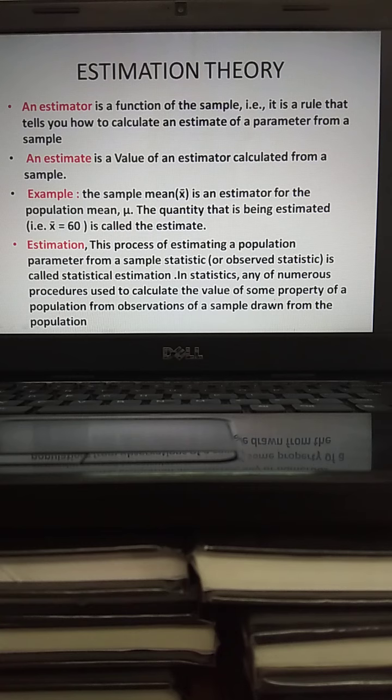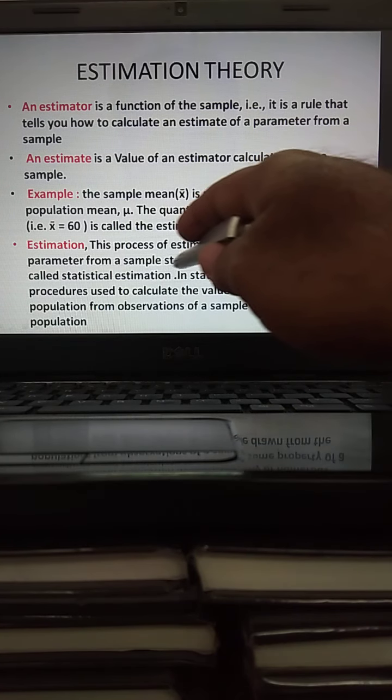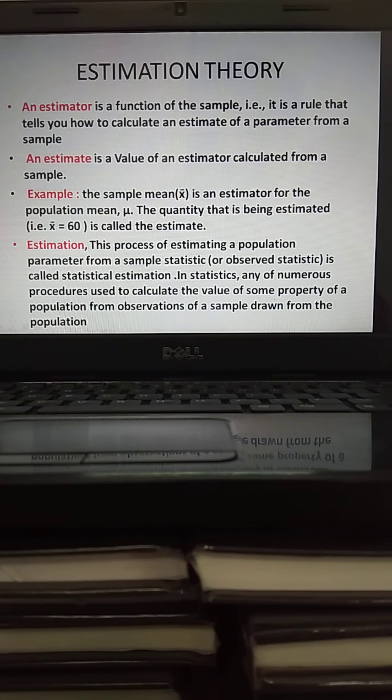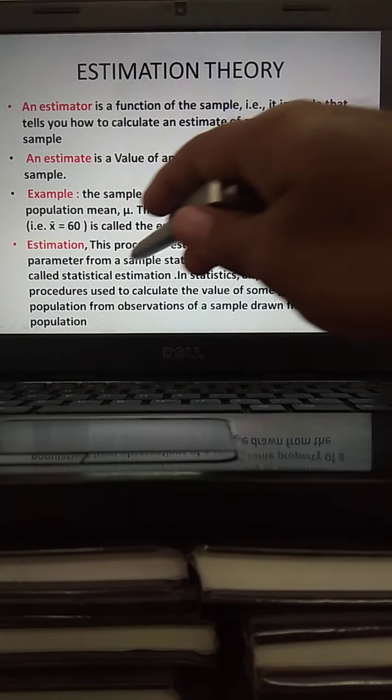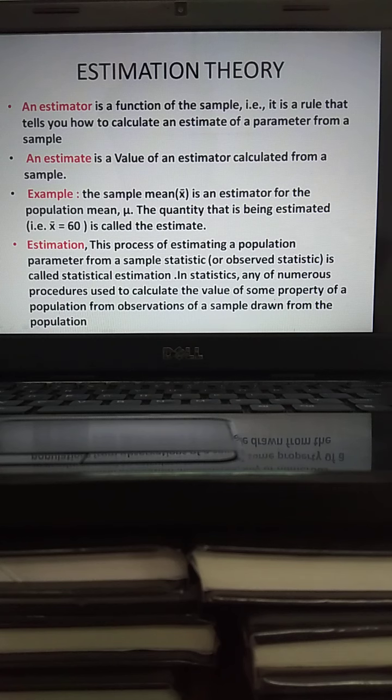While understanding estimation here, we come across two very important words. The first one is the statistic, the sample statistic. And one more word, the parameter. We already came across this word parameter while discussing distributions. For example, the binomial distribution parameters are n comma p.